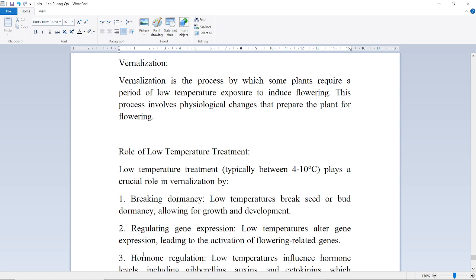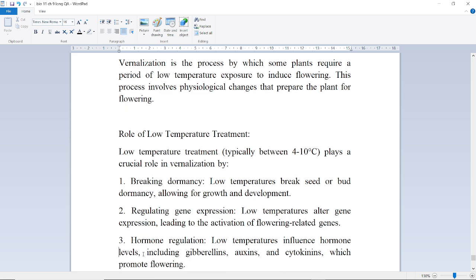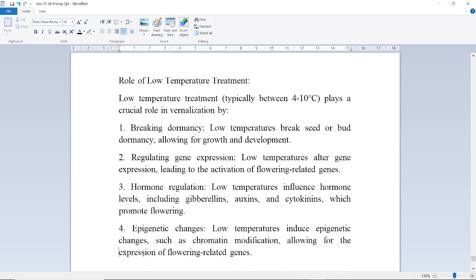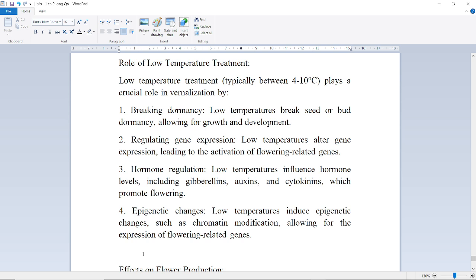First of all, let's see what vernalization is. Vernalization is the process by which some plants require a period of low temperature exposure to induce flowering. This process involves physiological changes that prepare the plant for flowering. Next is the role of low temperature treatment. Low temperature treatment, typically between 4 to 10 degrees Celsius, plays a crucial role in vernalization by breaking dormancy.